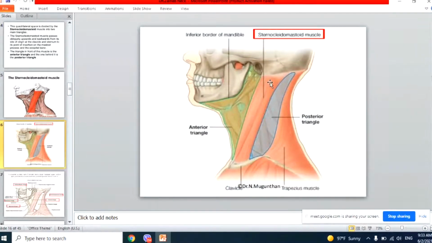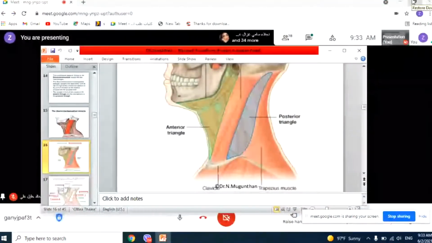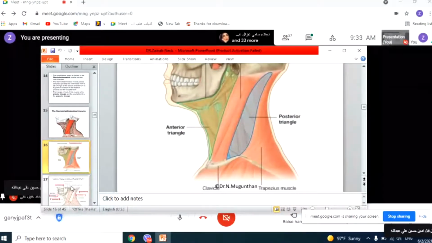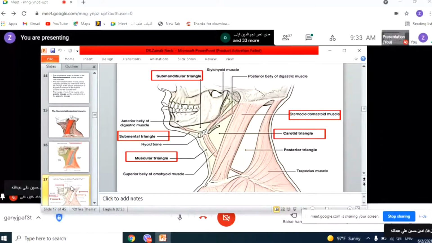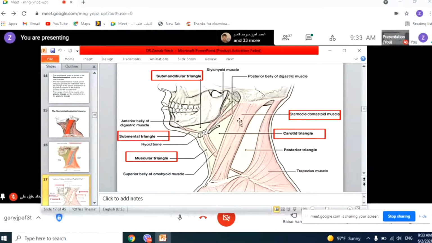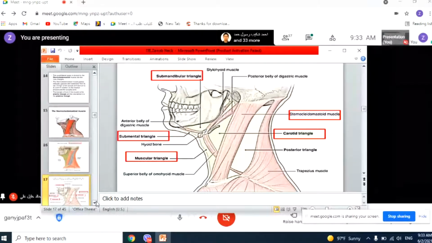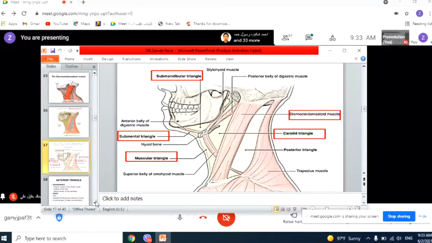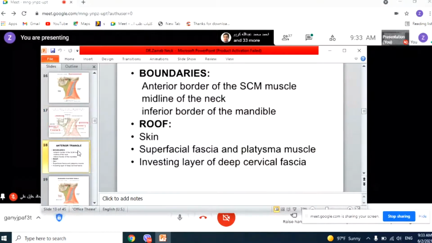So here we have the sternocleidomastoid muscle. Anterior to it is the anterior triangle, while posterior to it is the posterior triangle.